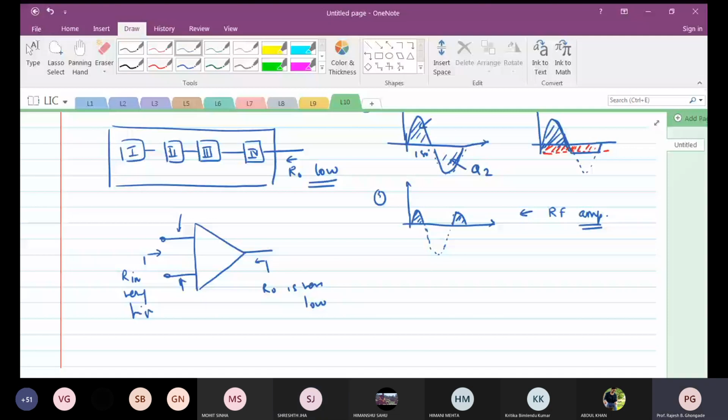Yes, sir. So looking at all these things, whatever we have done, now we are in a position to start with operational amplifier characteristics, because you already know what is there inside the operational amplifier.